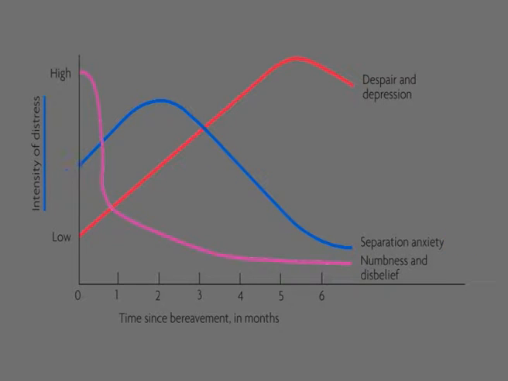So, coming to despair and depression, you can observe clearly here that the intensity of distress is very low compared to the other two, but you can see that there is a gradual increase in the intensity of distress, and the level of distress for people suffering from despair and depression is the highest, and it keeps on increasing, unlike those who are suffering from separation anxiety or numbness and disbelief. So, people who have this response to grief in terms of depression are the worst sufferers of grief according to Jakob's model of grieving.